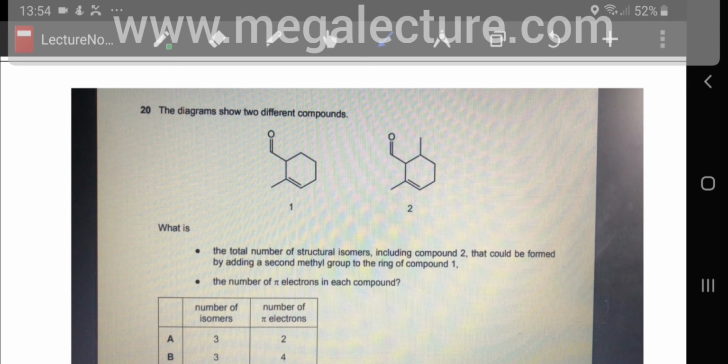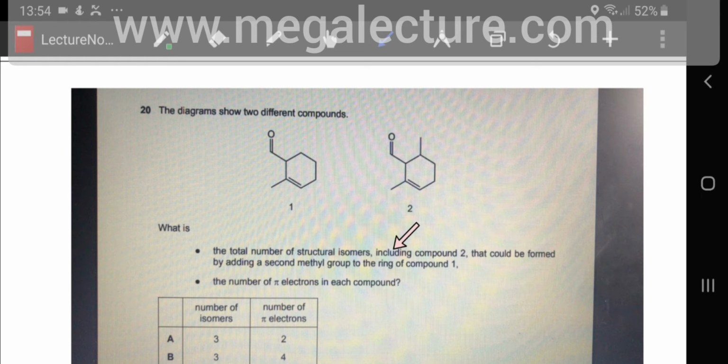In this question, what's being asked is that the diagram shows two different compounds, 1 and 2, and they're asking what is the total number of structural isomers including compound 2, so including this one. So you have to count this one as well. That could be formed by adding a second methyl group to the ring of compound 1. So you have to figure out the total number of structural isomers that are possible.